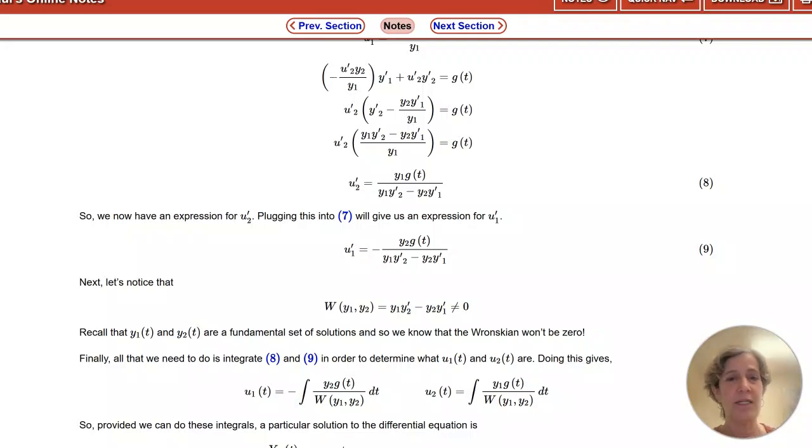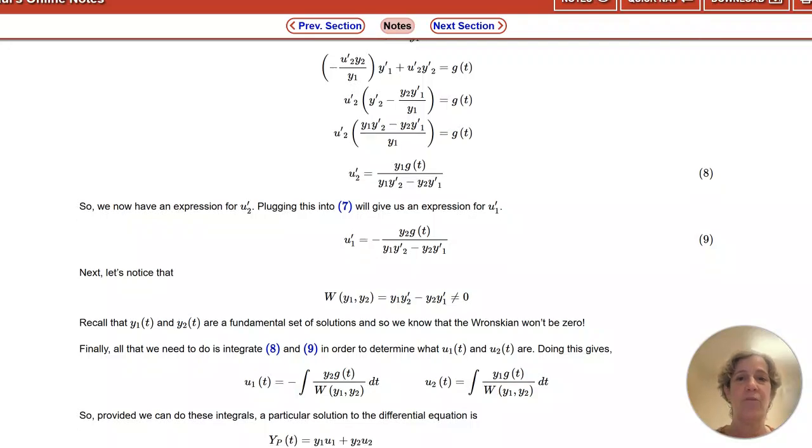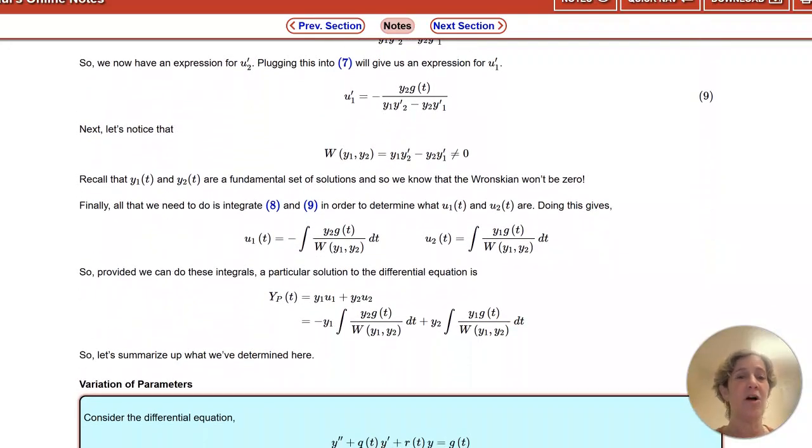G of t is that right-hand side of the equation, which is given. Y1 and y2 are solutions to the homogeneous equation, a fundamental set, which I know how to find. And then, of course, once I have y1 and y2, I can find their derivatives. And when we look at this, in this part we did talk about in the previous video, we recognize that denominator as being the Wronskian.